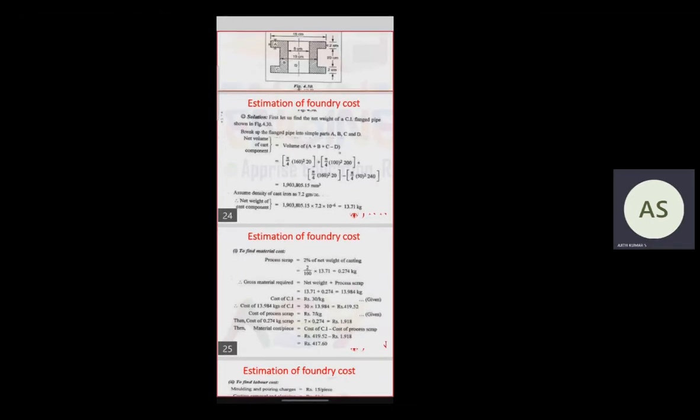So first we want to find the cost of CI. Next we want to find the cost of process scrap. The cost of CI is already given, rupees 30 per kg, so we multiply with the gross material required. Next, cost of process scrap is rupees 7 per kg. Already we found the process scrap, so we multiply process scrap into cost of process scrap. So we will get cost of process scrap equal to rupees 1.98. Next, we want to find the material cost per piece. For that, we subtract cost of CI minus cost of process scrap. So we will get rupees 417.60. This is the material cost per piece.